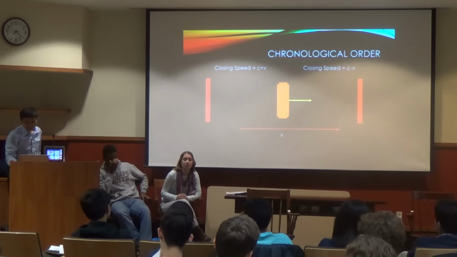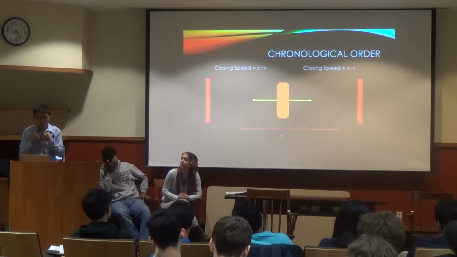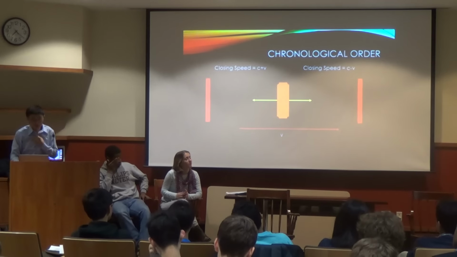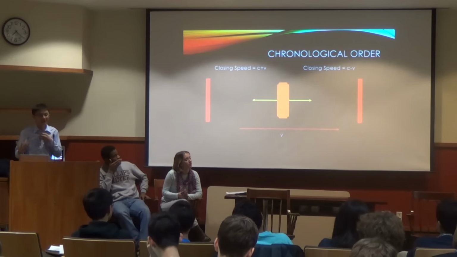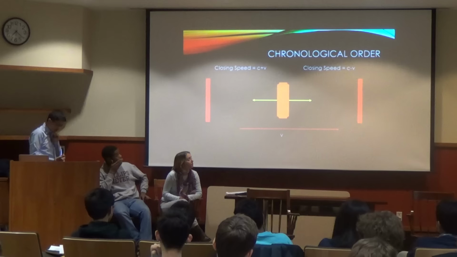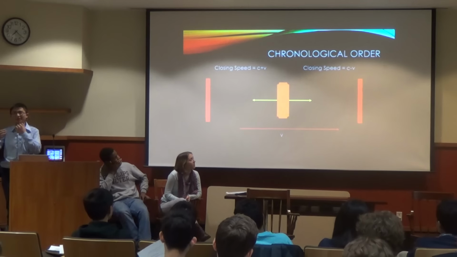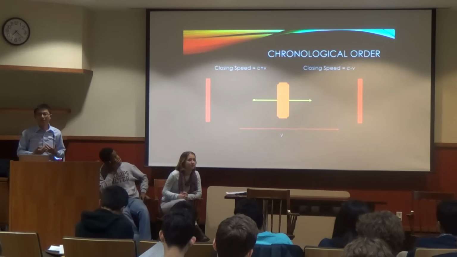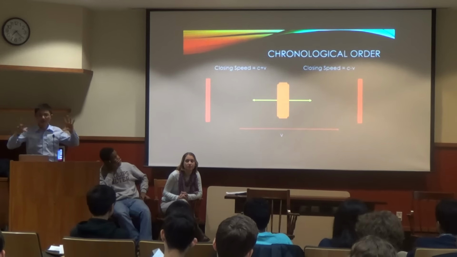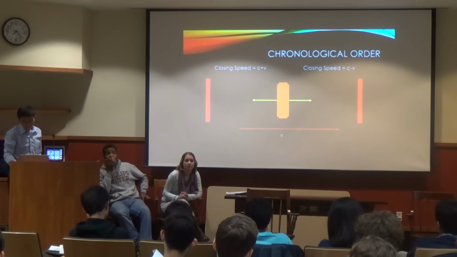So although we see that these two lights reach the two walls at different times relative to me, they're still both in the present. Or in other words, they're not causally connected. One cannot affect the other. So that's a key thing to think about, that causality is still preserved. Things that cause each other cannot just randomly reverse order, but things can have strange chronological order because special relativity changes the space-time structure.